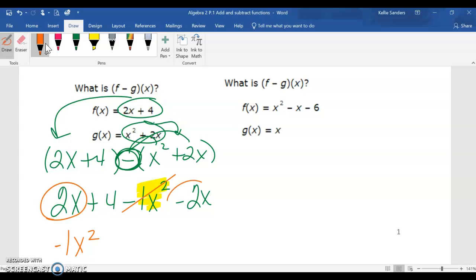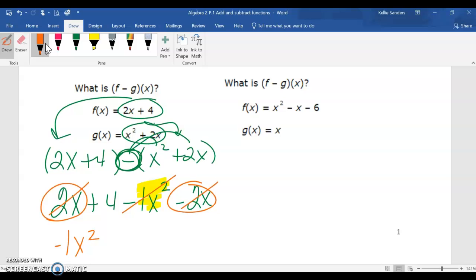Then we have a 2x and then a minus 2x. And 2 minus 2 is 0. And since that is 0, those are going to cancel out. So you're not going to put that x term with it. And then just the plus 4 comes down, and that's going to be the answer for that one.